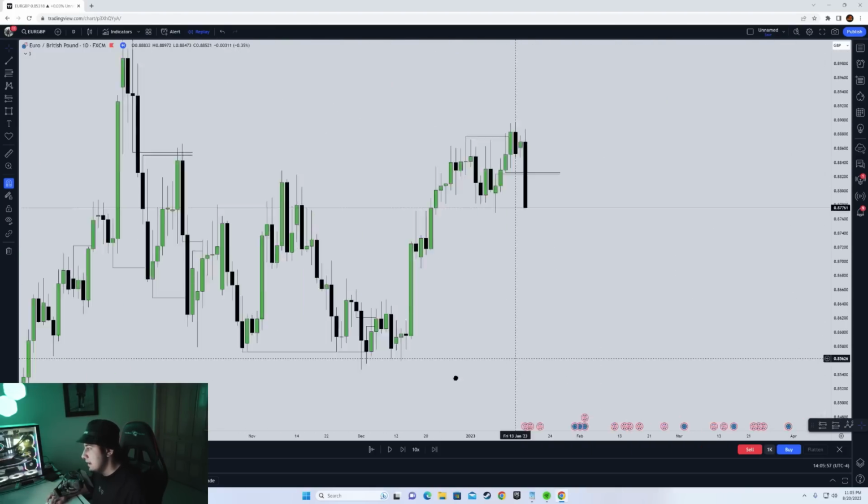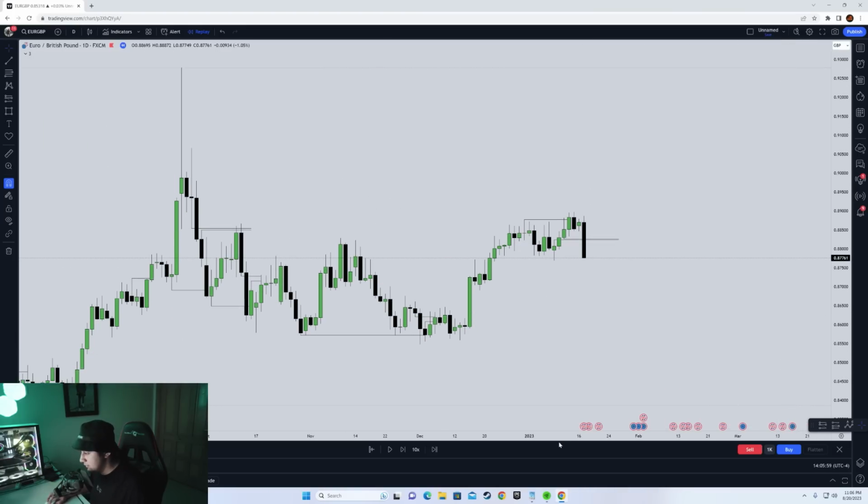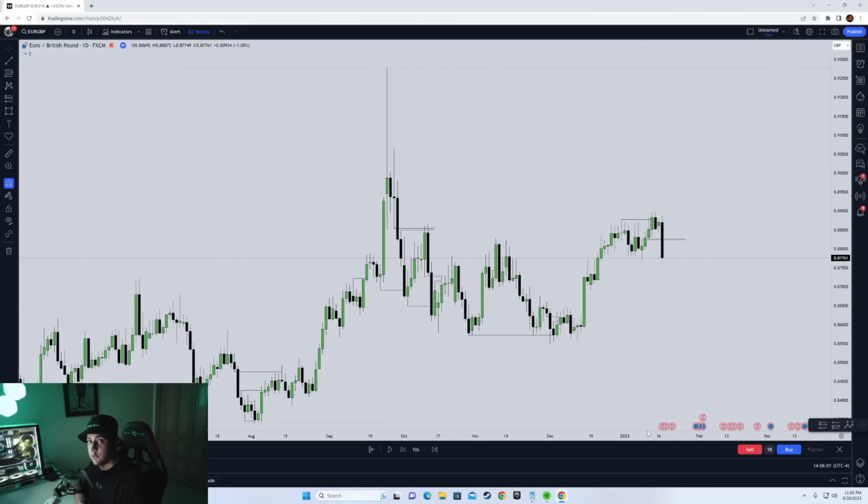Very simple, guys. I hope by now it is clear what is an external and what is an internal liquidity, right? If you want to learn more about this, I will make sure to link the videos in the description so you can go ahead and watch those as well.